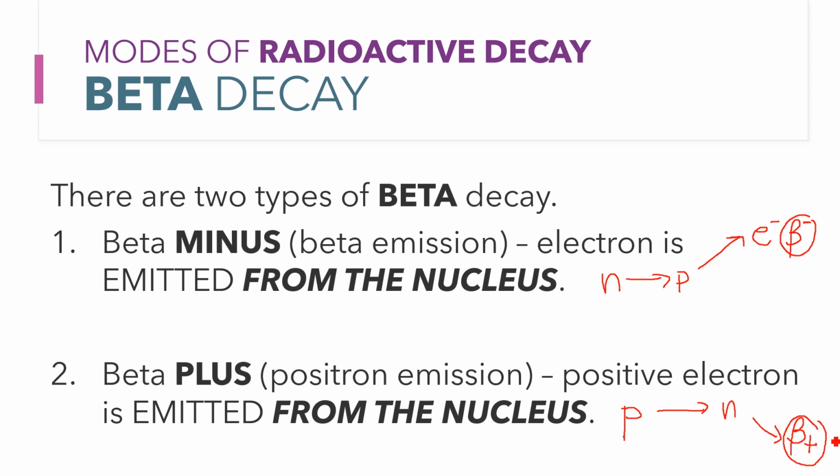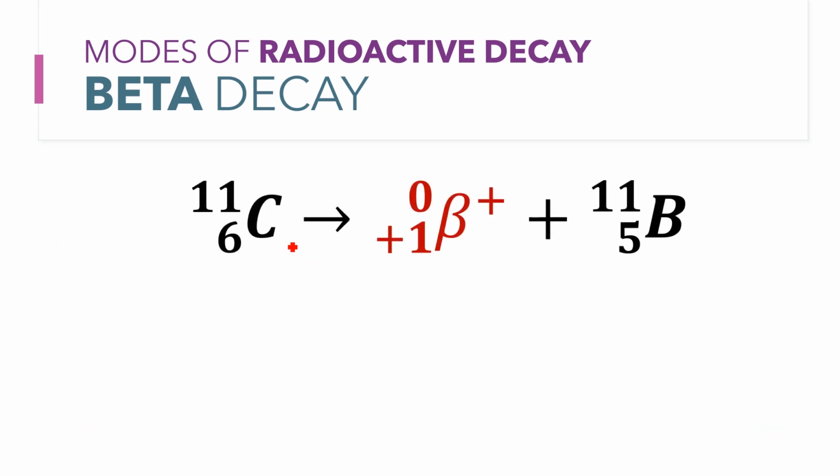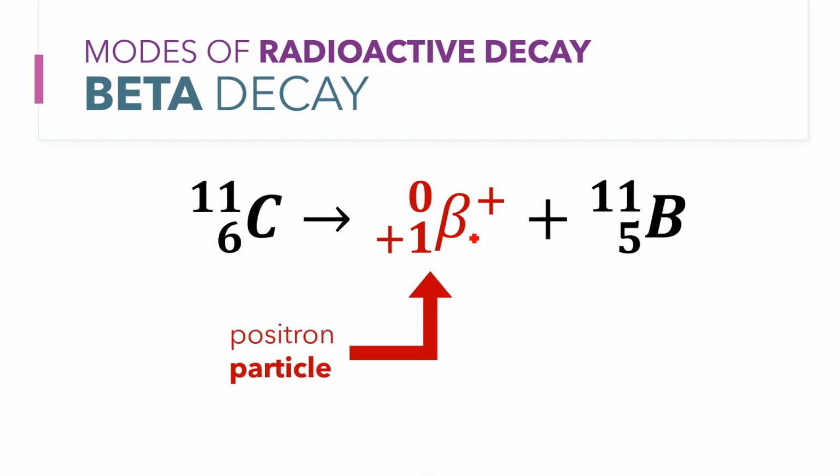Actually, B+, dapat nasa taas yun. Sorry. Let me rewrite this one. It is actually written as beta plus here. Nasa taas. So, an example here, meron tayong beta plus. I think this one is called positron particle. And so positron particle is actually a beta plus particle.